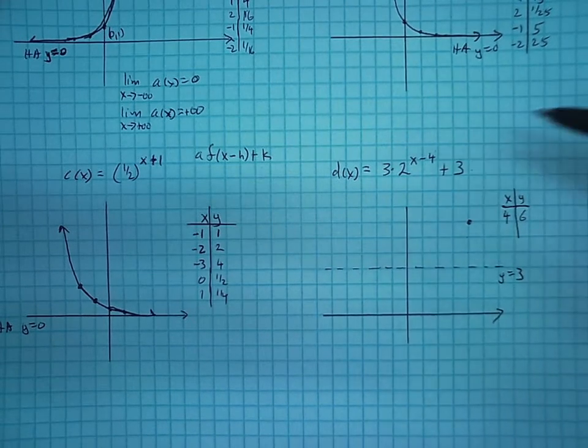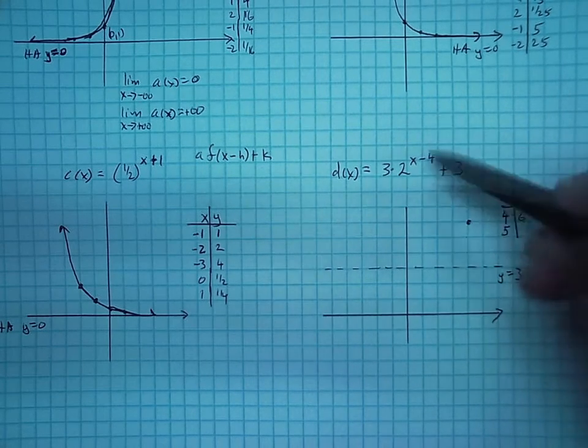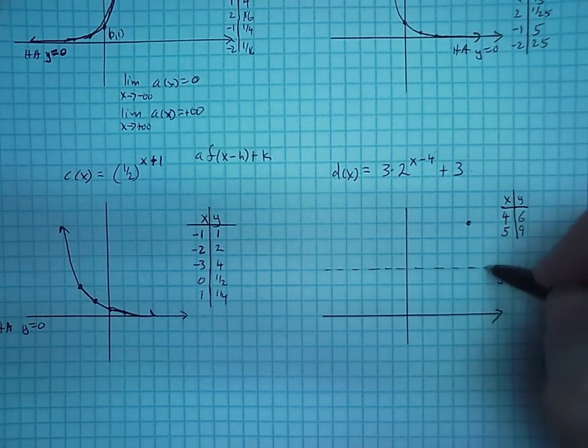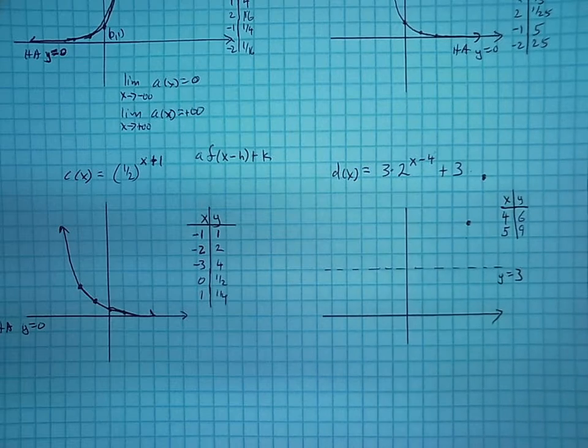I need other points nearby. I can stick in 5, which will give me an exponent of 1. 6 plus 3 is 9. 7, 8, 9. So you can see there the function growing.